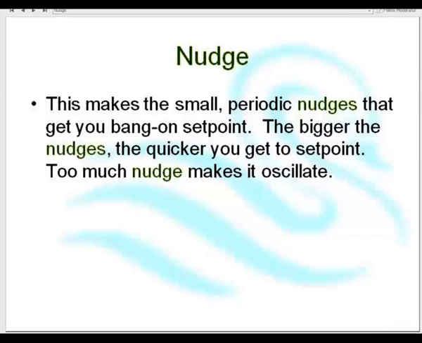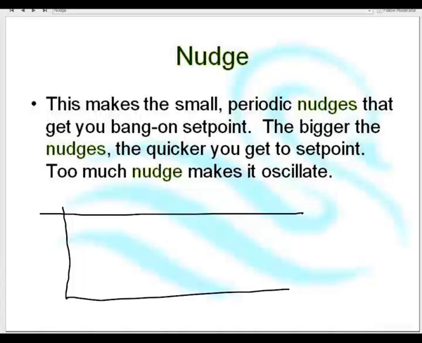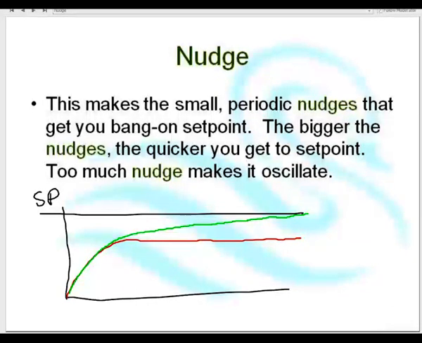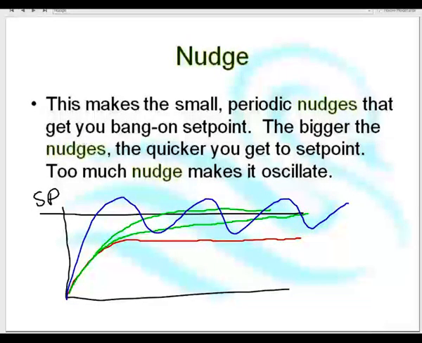The nudge thing, the I term. What this does is, there's my set point. If I've just got my P in, then it will get somewhere near but not quite get there. The nudge term is a bit like the engineer coming along and hitting it with a spanner. What this does is it makes it get there. So it puts a slope on that line. And a bit more of this puts a bit more of a slope on that line. But too much, and we're off into oscillation again.